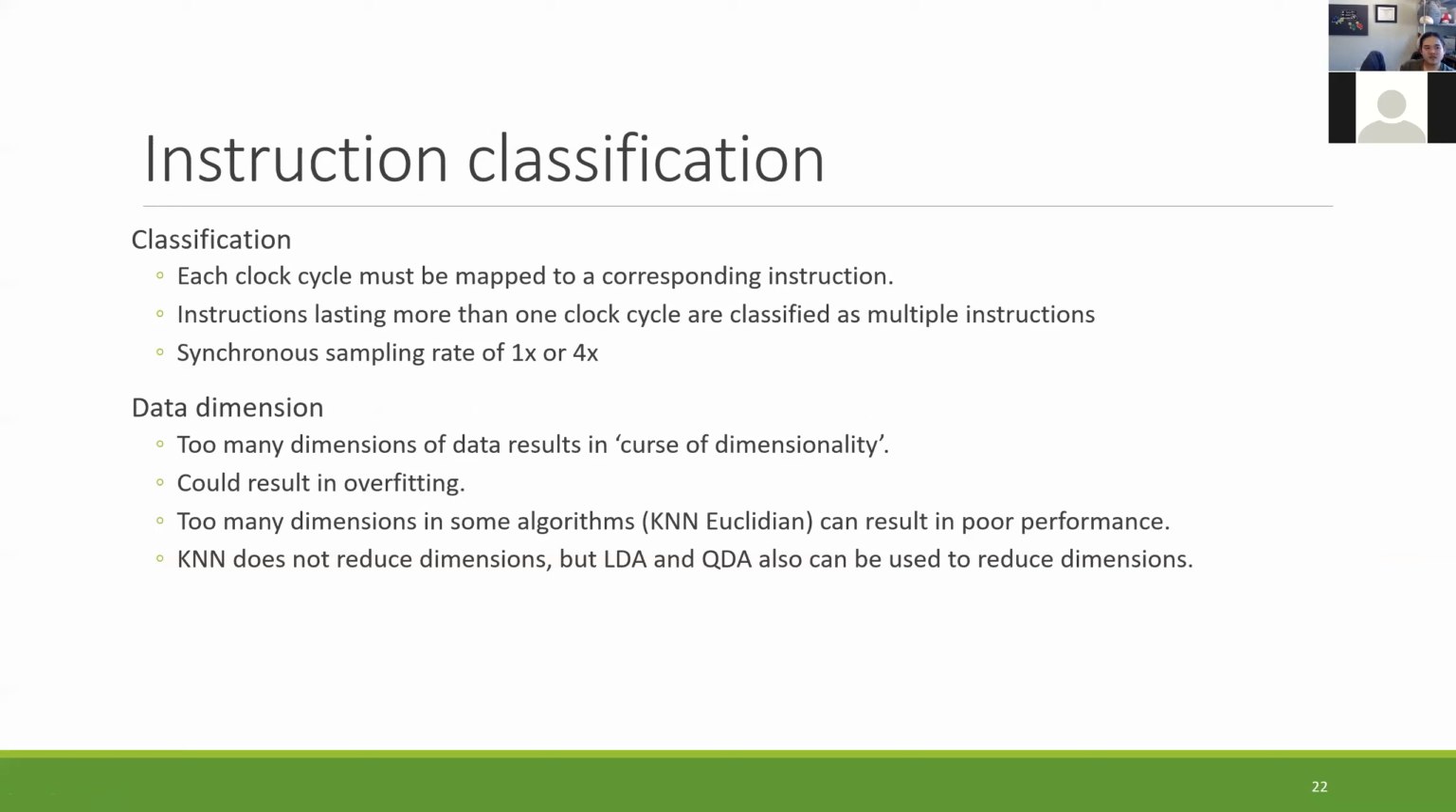What is overfitting? We went over overfitting yesterday. It's like your training data set is so tuned. There are so many dimensions that it's looking for that exact fit. Like that trace has to look exactly identical before it'll classify it as that type of instruction, or that type of orange, that type of apple. Too many dimensions in some algorithms can result in poor performance, and some algorithms don't reduce the dimensions of data, okay? Like LDA and QDA do.